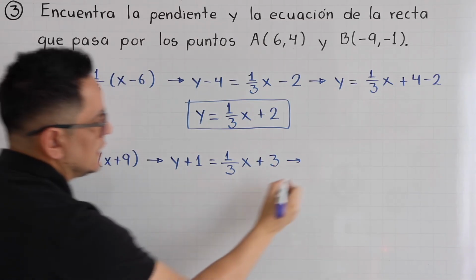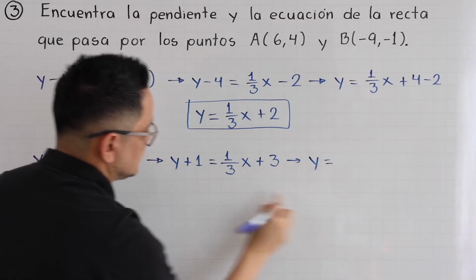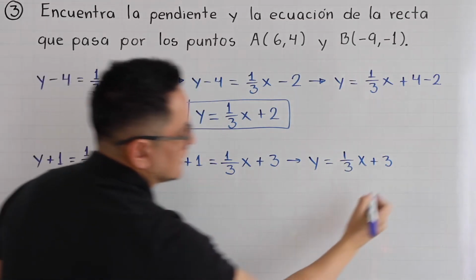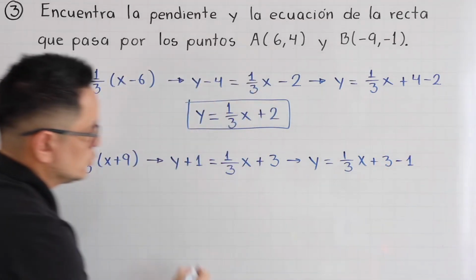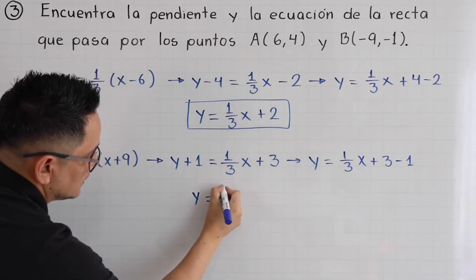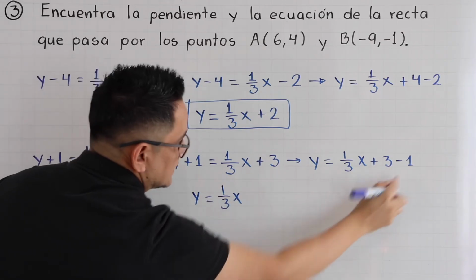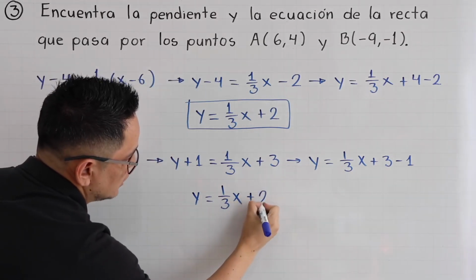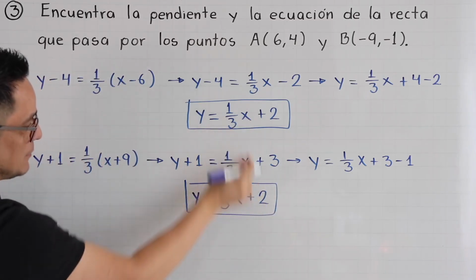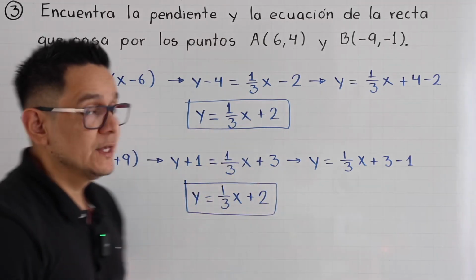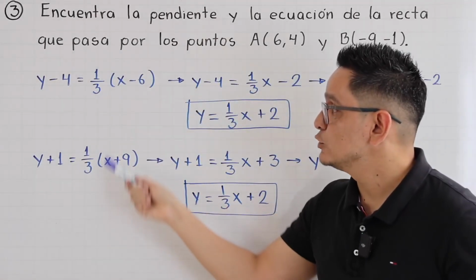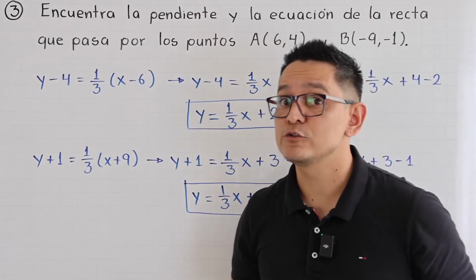Now let's solve for y. We have that y is equal to 1/3 of x plus 3. And this plus 1, we're going to move to the other side as a minus 1. Finally, we have that y is equal to 1/3 of x. And here we have plus 3 minus 1. Plus 3 minus 1 is equal to plus 2. As you can see, we're arriving at exactly the same equation. What I just did helps us validate that these two were indeed correct, right? So what we did was correct.